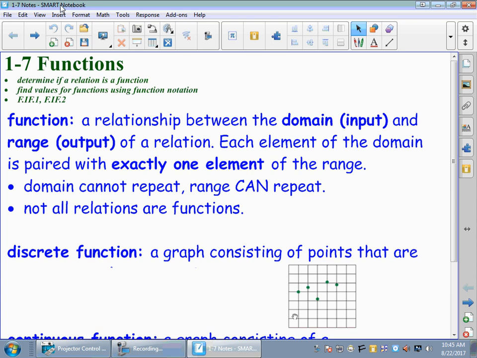So we're going to take a set of ordered pairs. We're going to look at a set of ordered pairs and determine whether or not it's a function. And really, the big question is, does the domain repeat? So it cannot repeat if it's going to be a function.